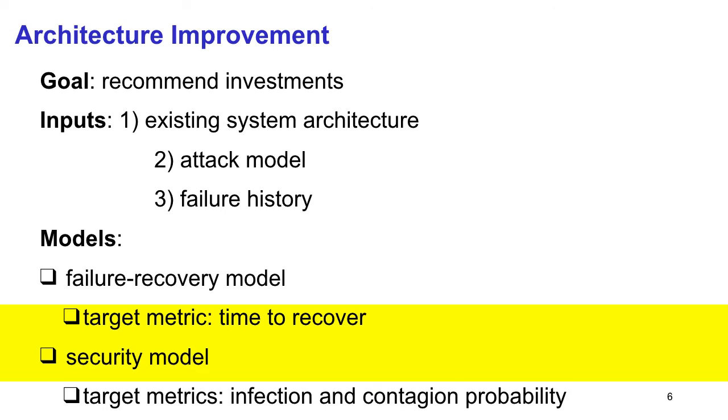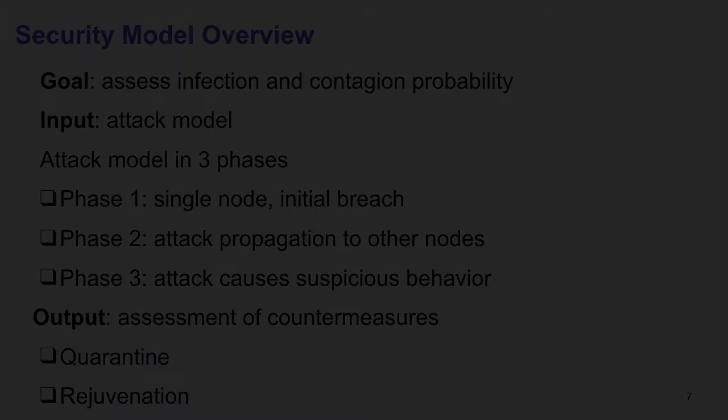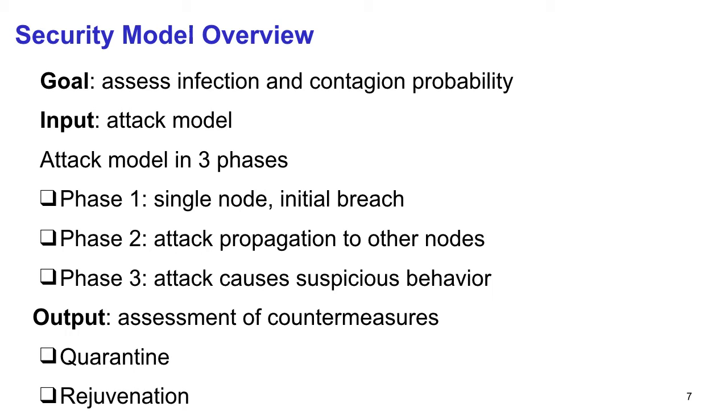The second part of the architecture improvement process is the security model. The goal of the security model is to assess infection and contagion probability.